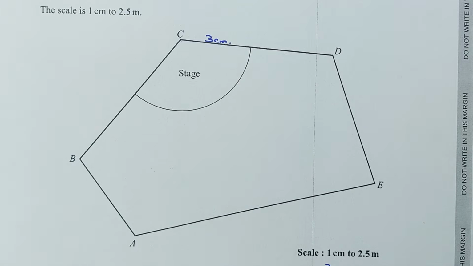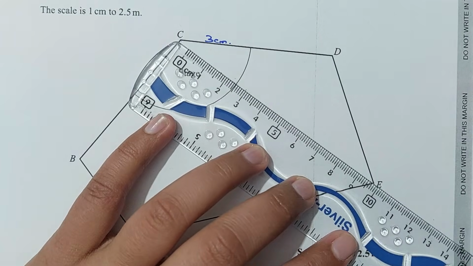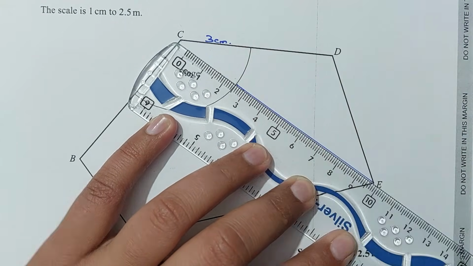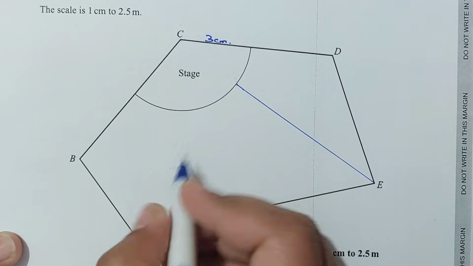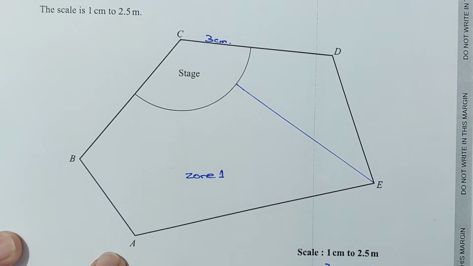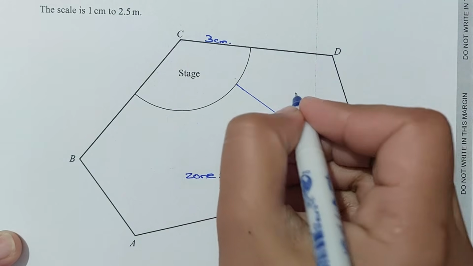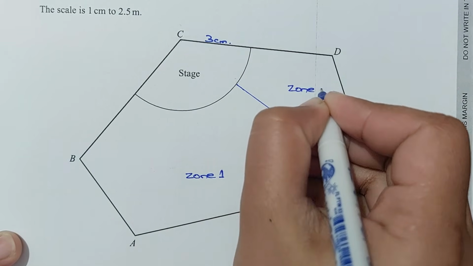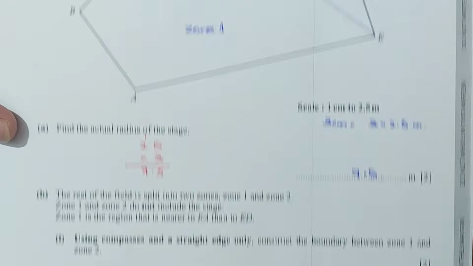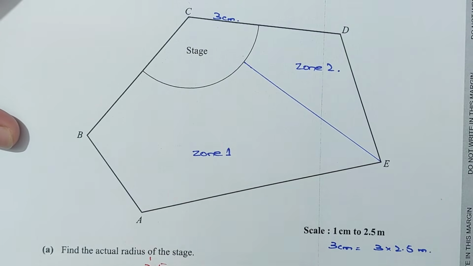So this is very easy. The boundary between zone 1 and zone 2. So you can see this is zone 1. This should be nearer to EA and not ED. So this would be zone 2. Right. Now for the second part, shade the region that represents zone 1. So this is the shaded one.